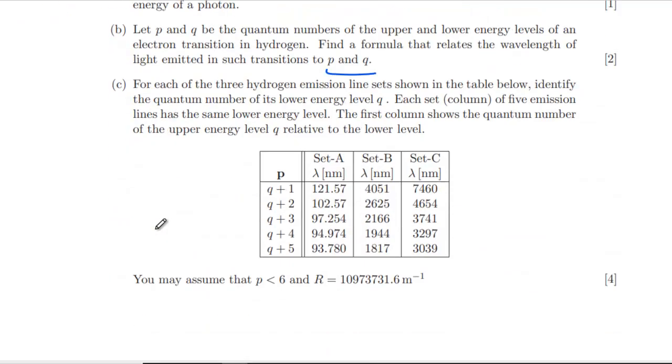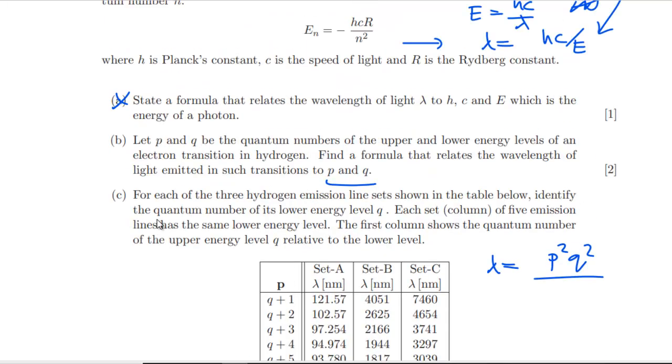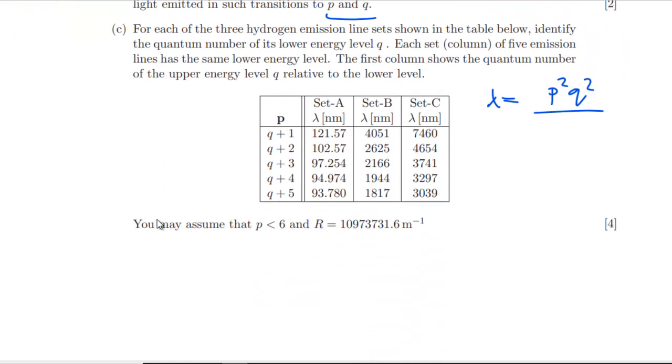Excellent. Right, for each of the three hydrogen emission line sets shown in the table below, identify the quantum number of its lower energy level Q. So let's write down this thing again. We had lambda equal to P squared Q squared over R times P squared minus Q squared. Each set, so column, we've got three sets, A, B, and C, of 5 emission lines. These 5 have the same lower energy level. They've all got the same Q.